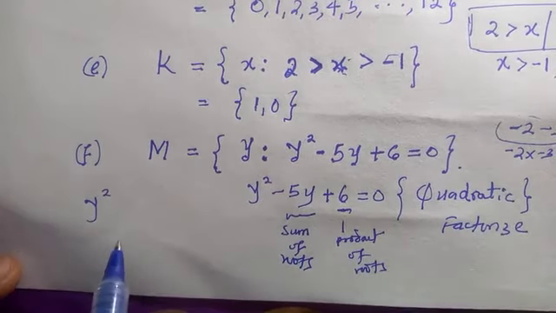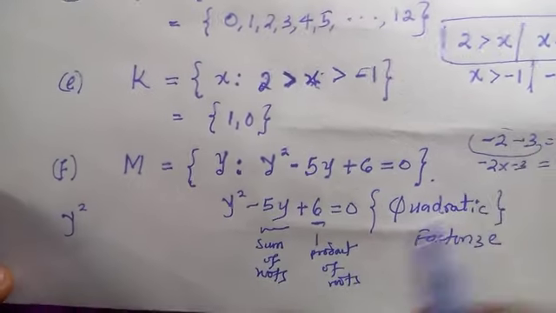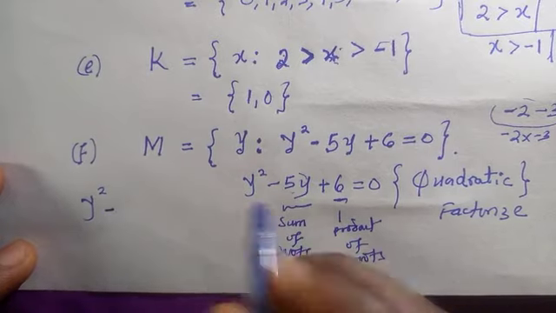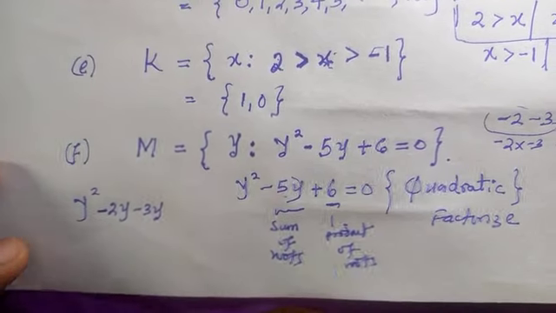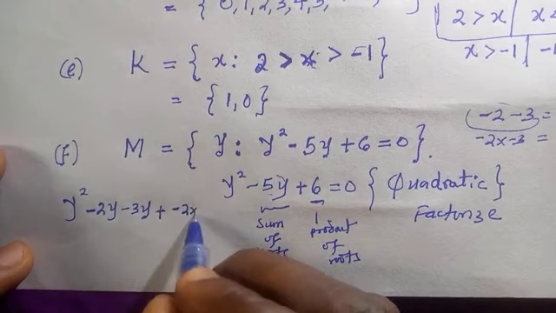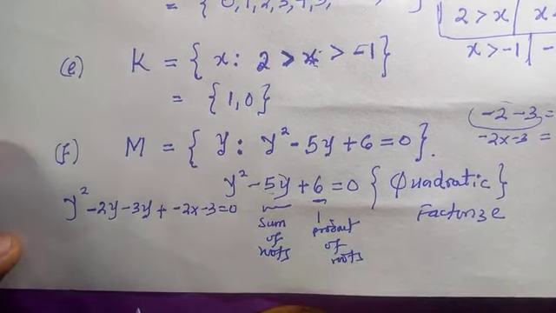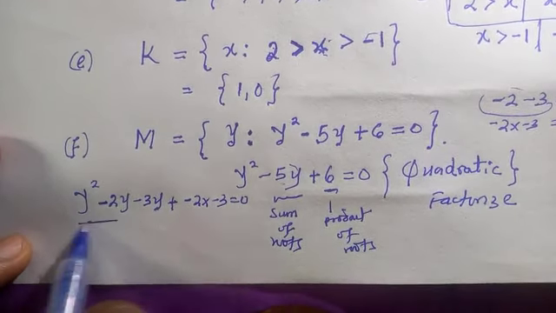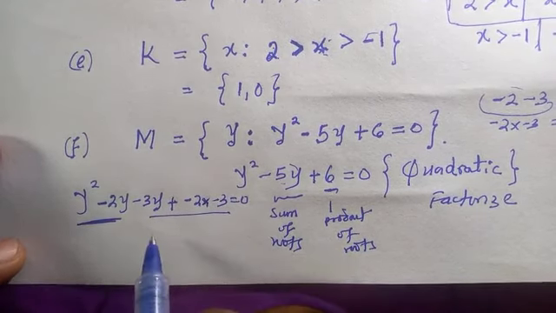So suppose we have y squared. We just try to replace 5, instead of 5, we replace it with minus 2 and minus 3. That is minus 2y minus 3y. Then for the 6, we are going to replace it with minus 2 times minus 3, everything equal to 0. So this is clear. Then we are going to group this into 2. Don't forget that. We group the first 2 and we group the last 2. It's still 2 because here the operation is multiplication.